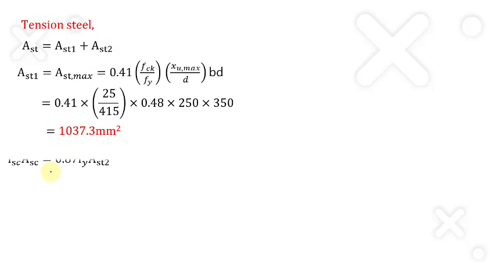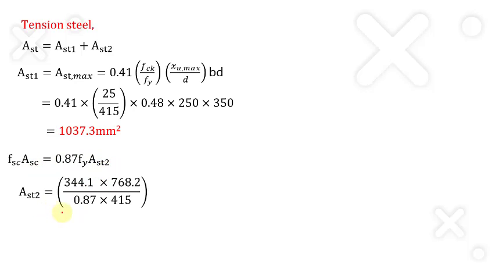Now to compute Ast2, if you remember, we were equating Cus equal to T2. Now Cus was fsc into Asc and T2 was 0.87 fy Ast2. fsc and Asc are already known, so we can compute Ast2. So we get Ast2 as 732.1 millimeter square. So the total tension steel will be the sum of Ast1 plus Ast2, which will give me 1769.4 millimeter square.